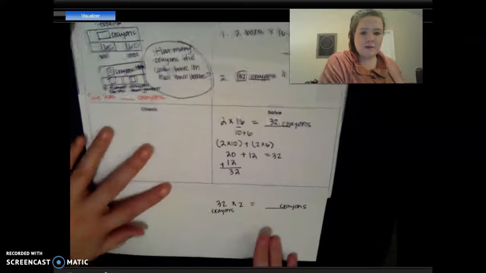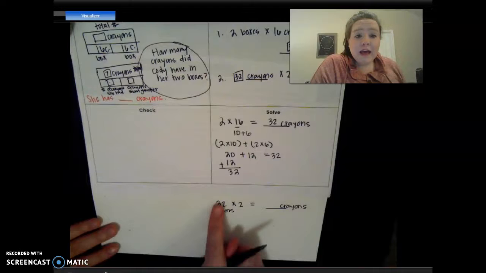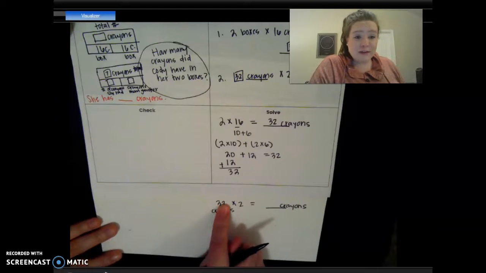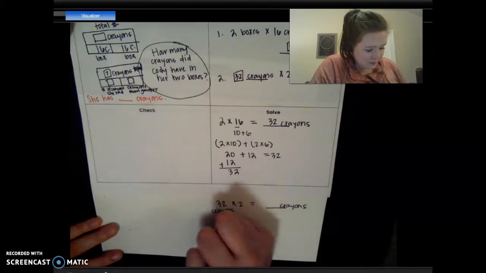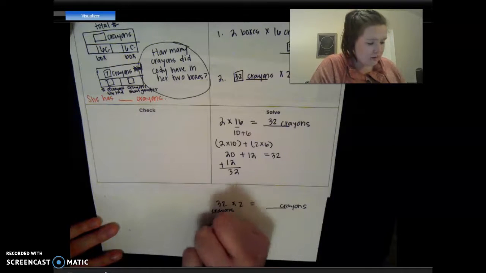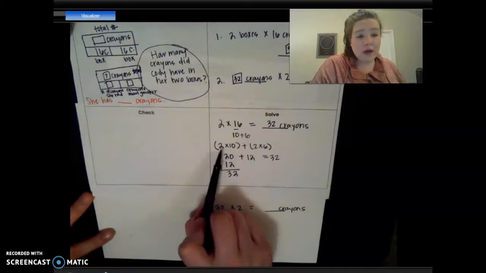Okay, sorry. So I'm going to do partial products. I'm going to break up my 32 into my different place values, into my 10s and my 1s. Well, I have 3 10s, and I know that 3 10s is 30 times 2. And remember, it doesn't matter which way you write them.